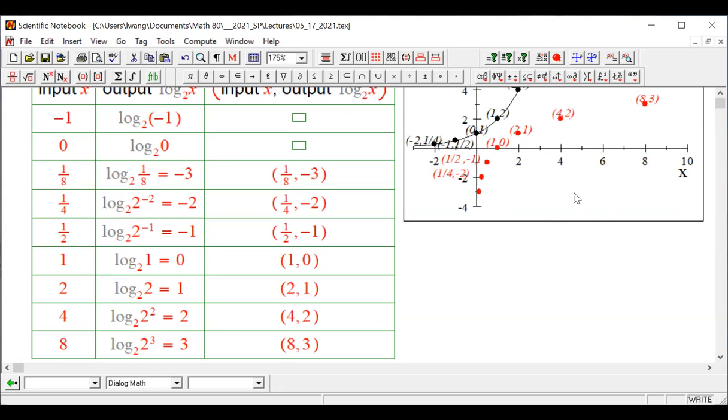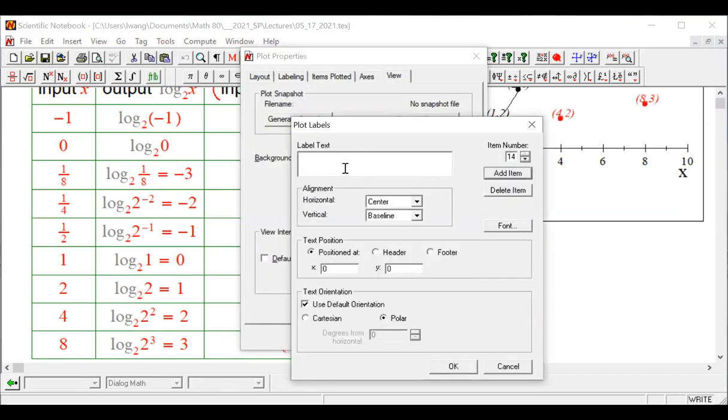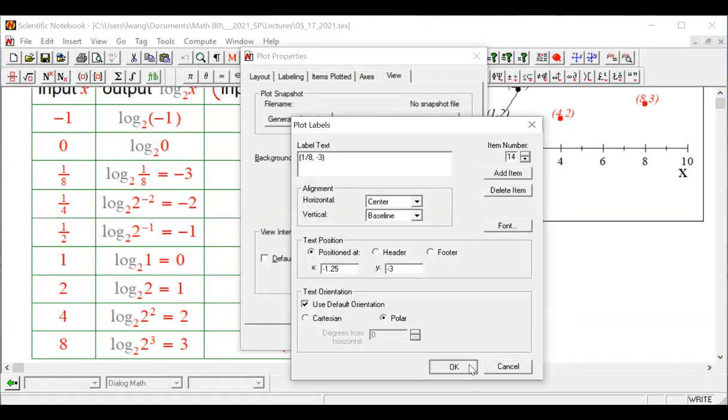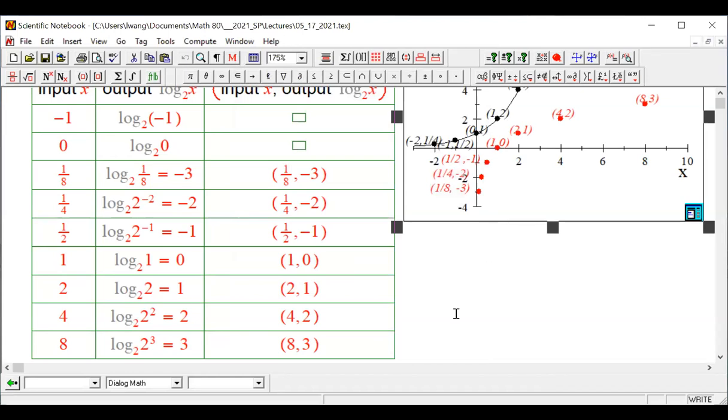Let's mark that point. That point is 1/8, comma, -3. We're going to make it a red marking. There. I hope it turned out to be good. Okay, not too bad, right?